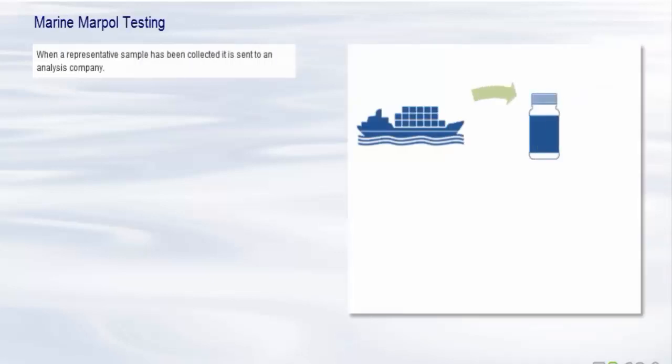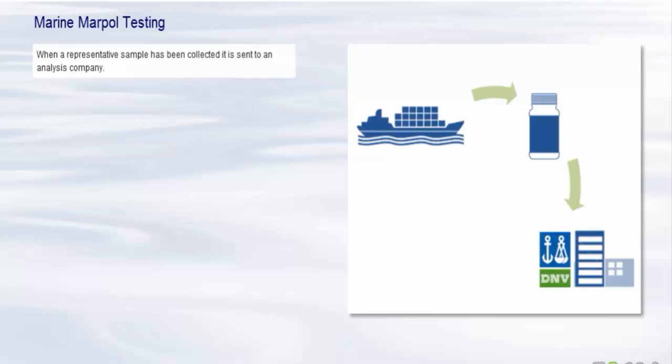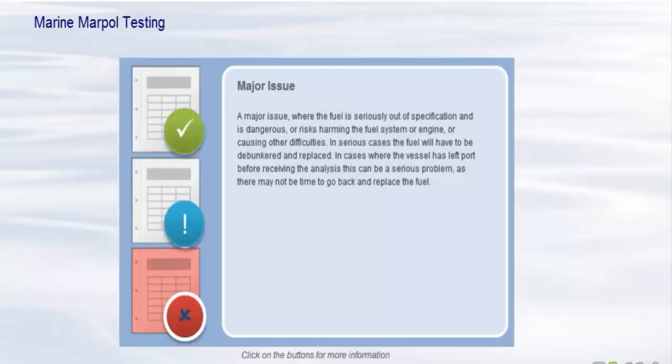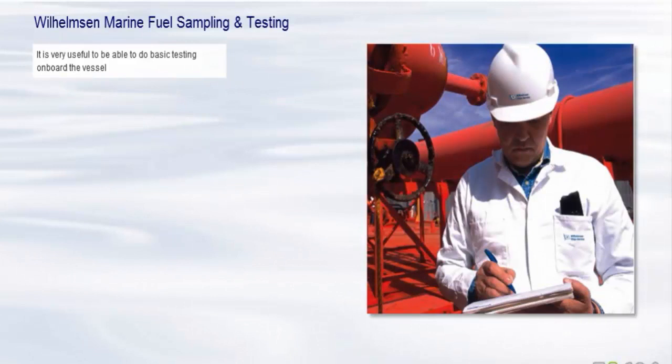When a representative sample of the bunkering has been collected, the sample is sent to an analysis company. In this example, it is DNVPS who receive the fuel sample, including the information on what specification to test the fuel against. After shipping, handling and analysis, a report is submitted by the lab to the vessel, which in many cases has already sailed, which can be an issue if the lab has found a problem with the fuel. Since there is a time lag from when the oil sample is sent for analysis to when the results come back, it is very useful to be able to do basic testing on board the vessel.